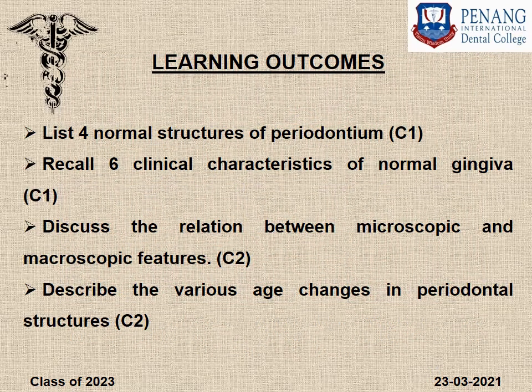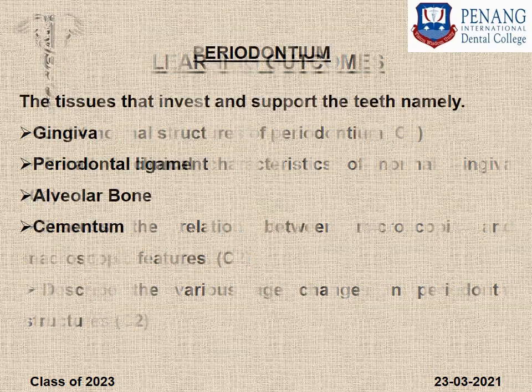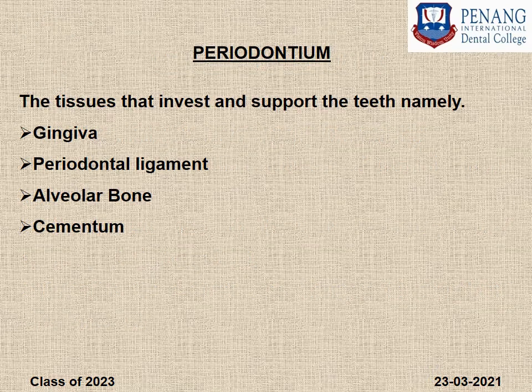So from this lesson, we would like you to know what are the 4 normal structures of periodontium, recall at least 6 clinical characteristics of the normal gingiva, discuss the relation between microscopic and macroscopic features, and describe the various age changes in periodontal structures. Periodontium: the tissues that invest and support the teeth, namely gingiva, periodontal ligament, alveolar bone and cementum. So these 4 constitute your periodontium.